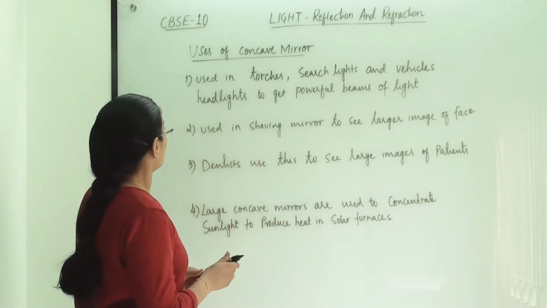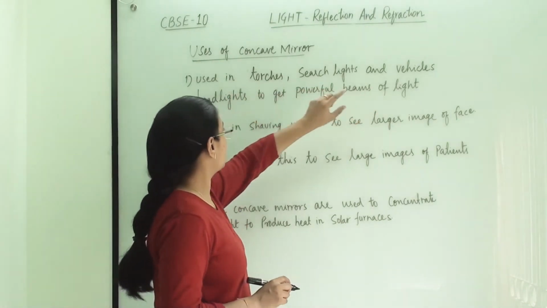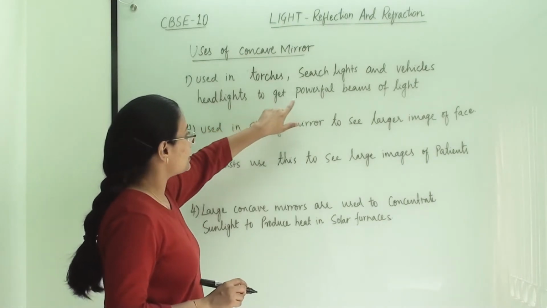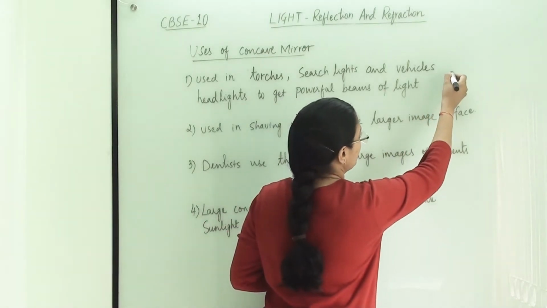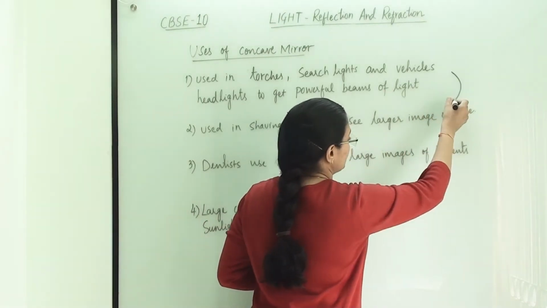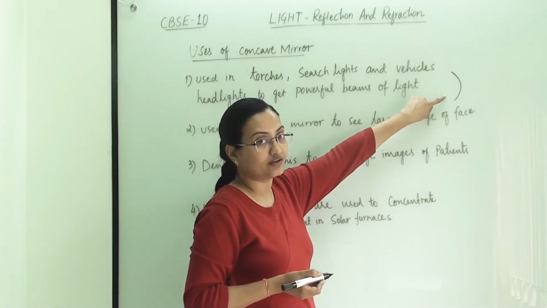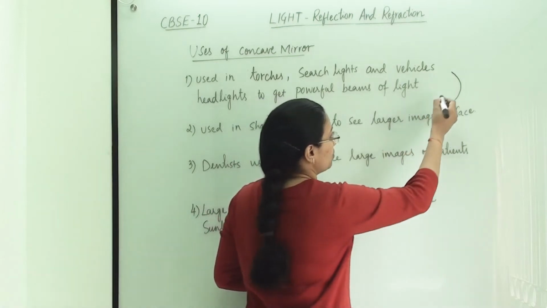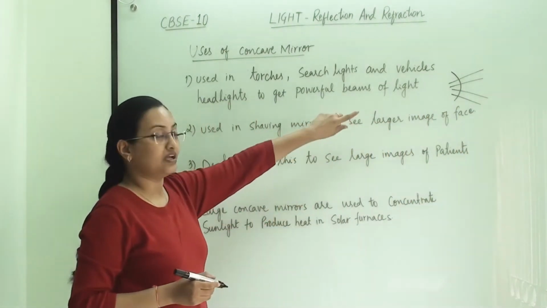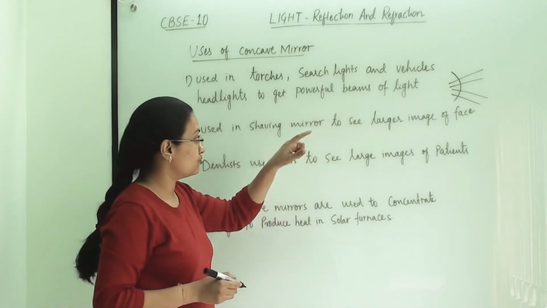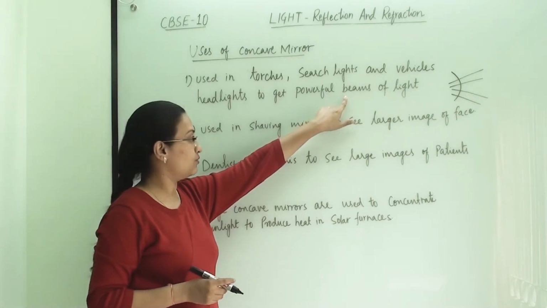Here the first use is they are used in torches, searchlights and vehicle headlights to get a powerful beam of light. How will the concave mirror be? A concave mirror is something like this. We have seen this kind of headlight in our vehicles or in our two-wheelers. This will throw a powerful beam of light, and this kind of mirror we can also see in torches. So where we require a powerful beam of light, there we are using the concave mirror.